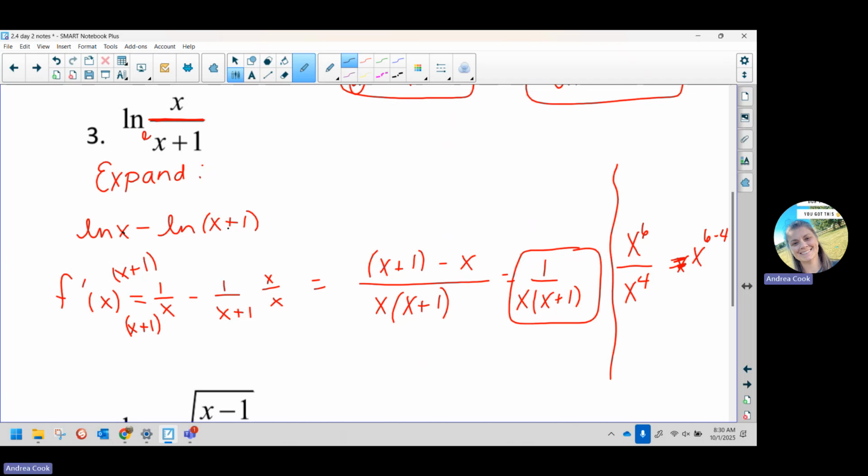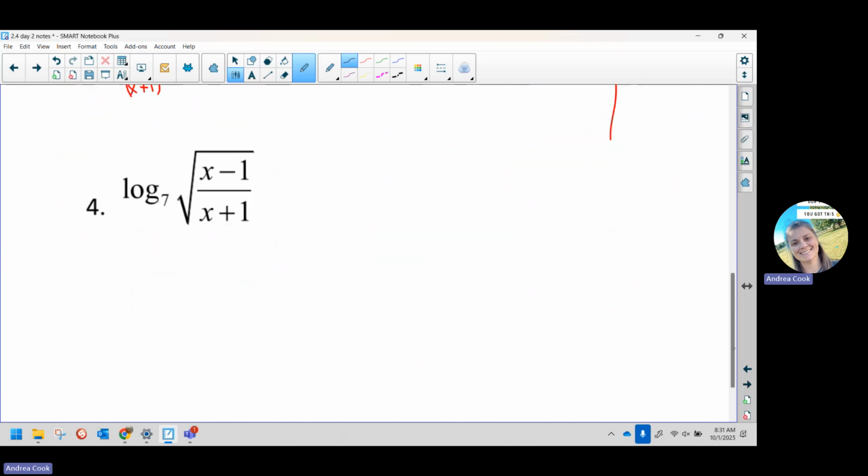Okay, questions on that one? I think these are easier than doing product rule, quotient rule, chain rule, all that stuff mixed together the last couple of days that we've done, as long as you remember to expand first. If you forget that expand step, these can be tough, but as long as you expand first, these shouldn't be too bad.